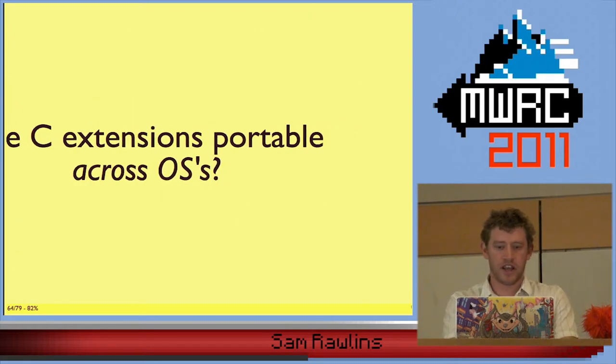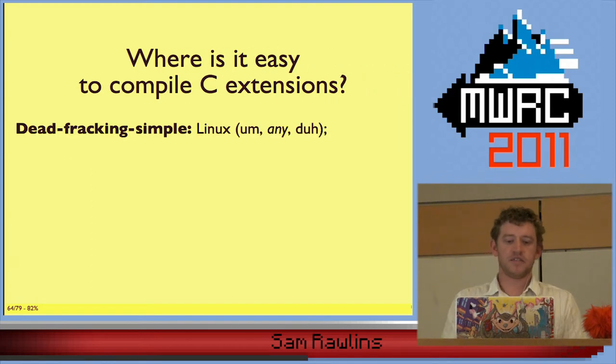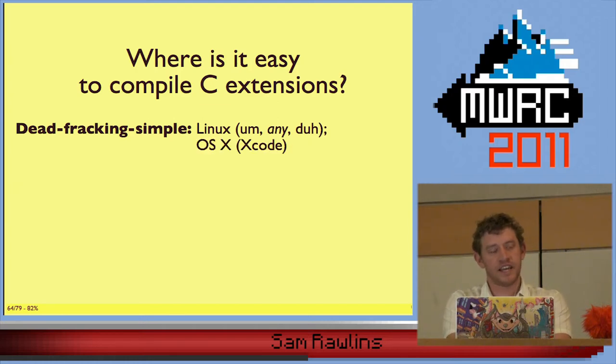So, we're going to answer this question. Well, where is it easy to compile C extensions? Dead simple is on Linux, and I mean any Linux. I'm not going to qualify that with Debian or 32-bit. Just any Linux, it's easy to compile C extensions. Also OS X, once you get Xcode, which unfortunately now is not free with the new Xcode 4, but it's only $5, I think.